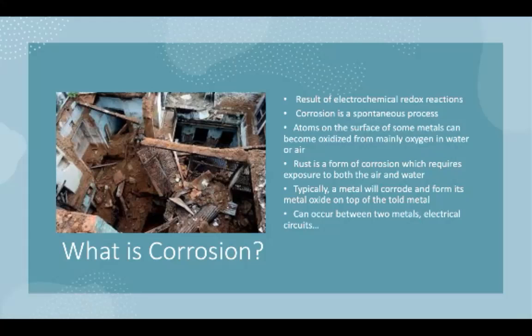We see many different kinds of corrosion, such as galvanic corrosion, corrosion between two metals, electrolytic corrosion, corrosion between a metal and electrical equipment, or even rust, which is a subcategory of corrosion, which requires both exposure to water and air, which often corrodes iron.